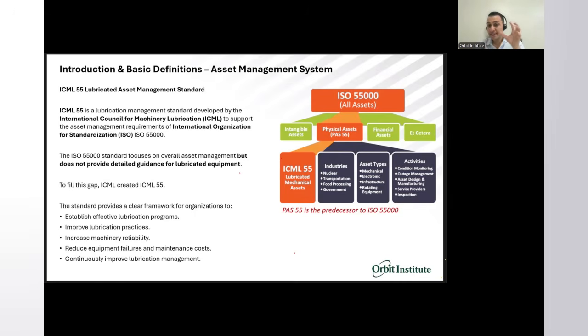Okay? So again, the ISO 55000 standard focuses on the overall asset management, but does not provide a detailed guide for the lubricated equipment. So to fill this gap in the ISO 55000, the ICML created a standard called ICML 55. This standard provides a clear framework, clear steps, for organizations to do the following: to establish an effective lubrication program. How can you improve lubrication practices? How can you increase machine reliability through lubrication? How can you reduce equipment failures and maintenance cost and continuously improve lubrication management? This is the main objective of the ICML 55 standard.